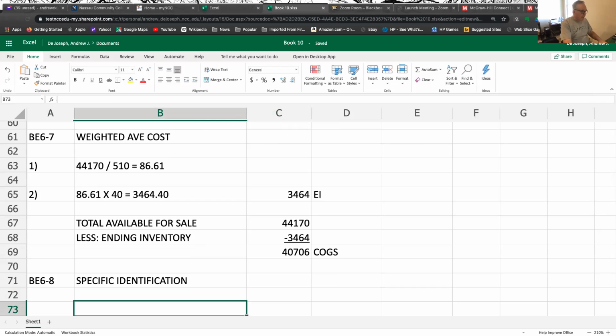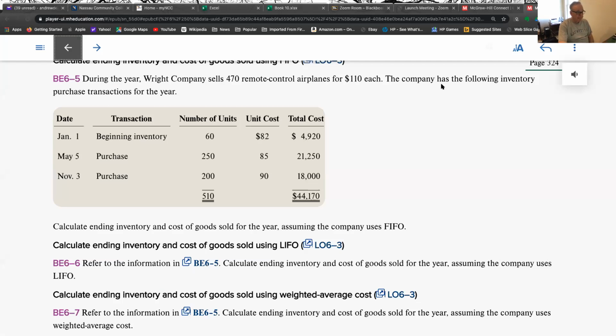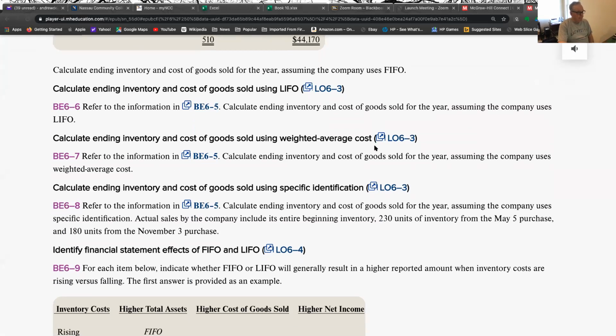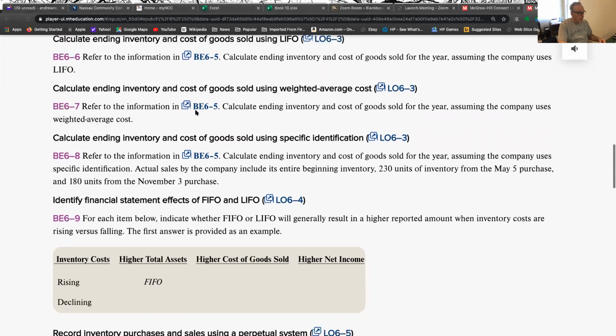Okay, specific identification. Number 8. Let's read what it says. Calculate ending inventory and cost of goods sold, assuming the company uses specific identification. Actual sales by the company include its entire beginning inventory. So how much beginning inventory do they have left? None. They sold it all. Okay. What else?